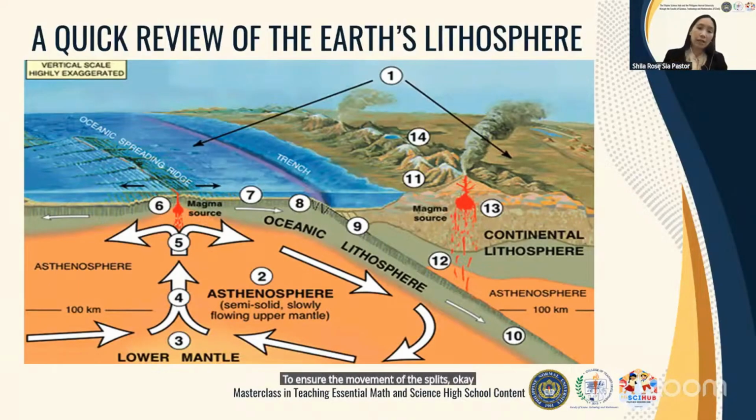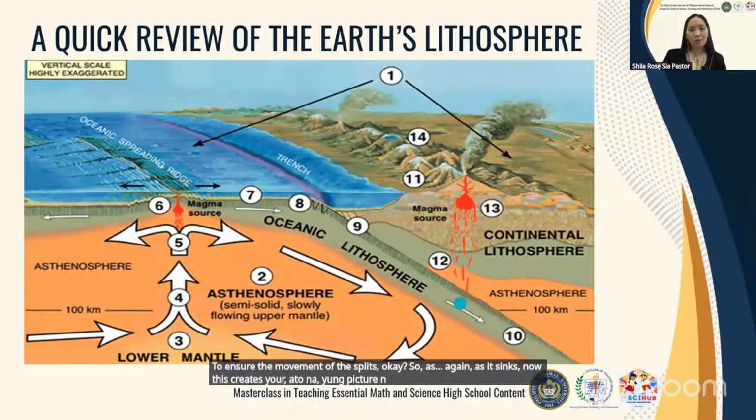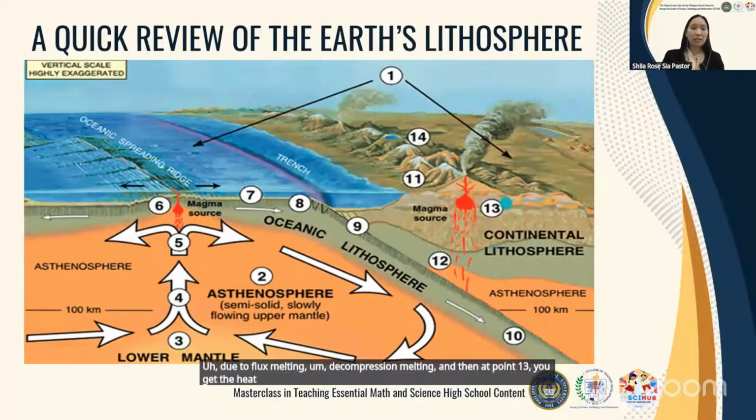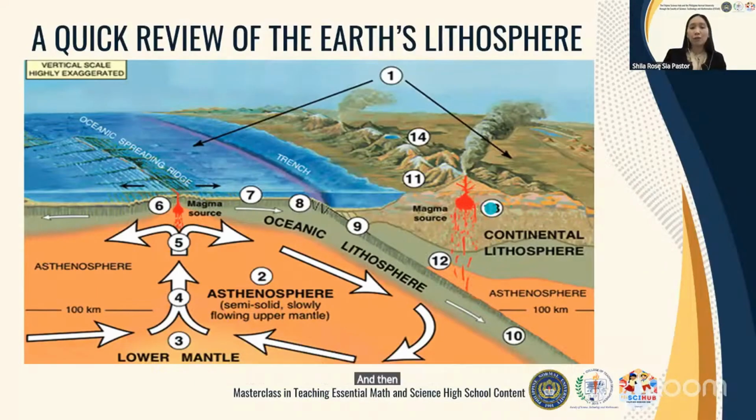So as it sinks, this creates the picture of your formation of volcanoes earlier. It can be due to flux melting, decompression melting, and then at 13, you get the heat transfer melting. These were all discussed earlier. And then, therefore, creating your landform. In this case, it created your volcanoes. So that's how plate tectonics works.